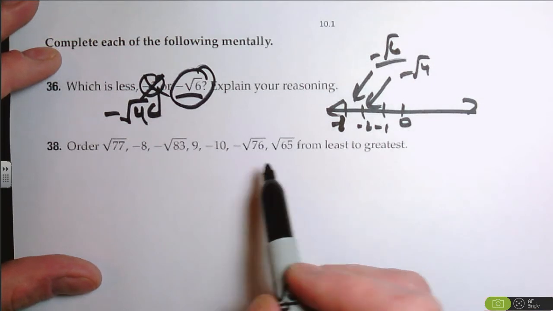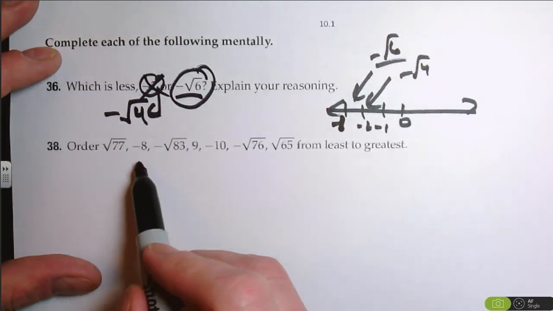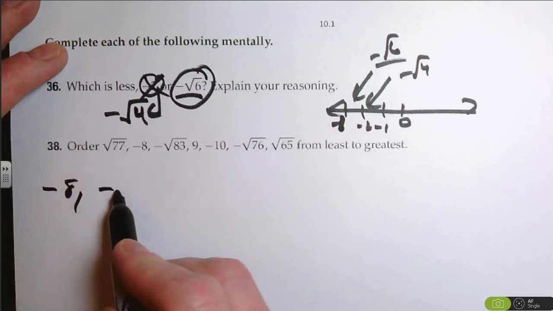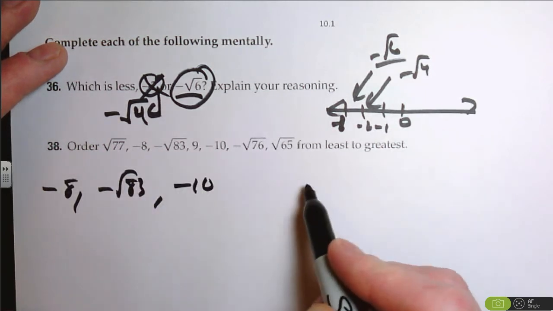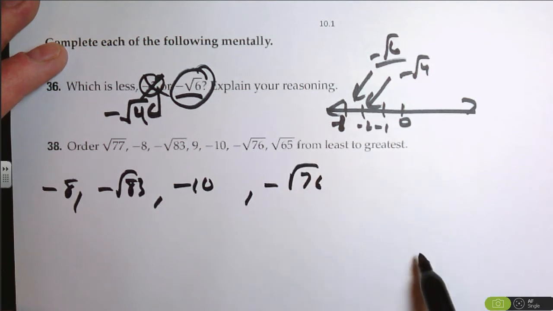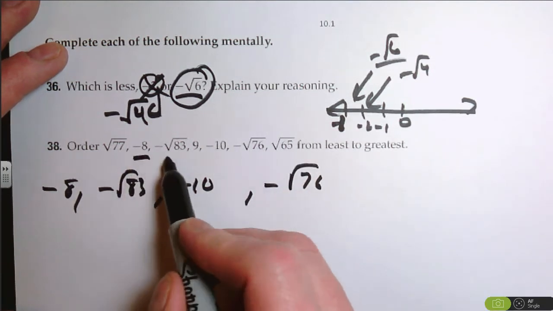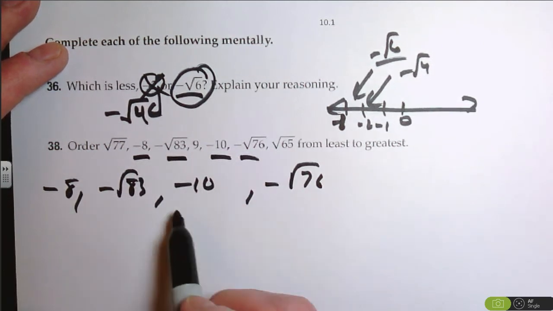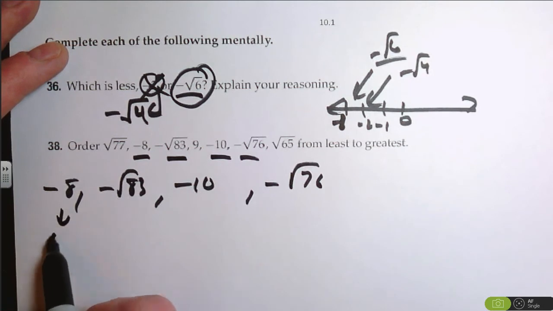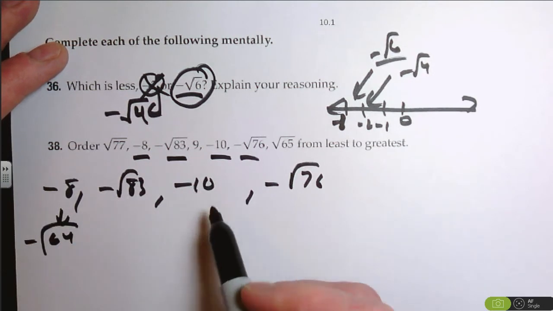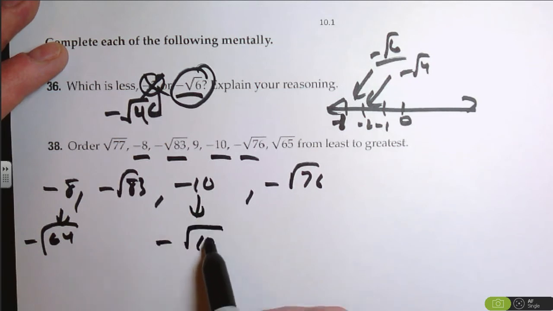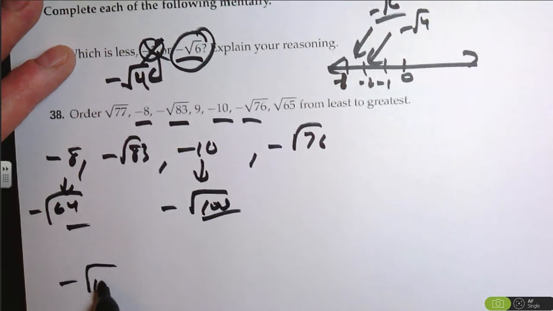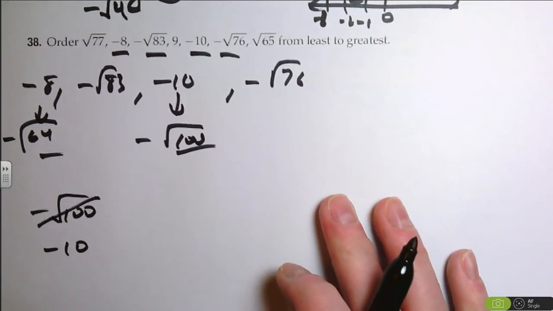Okay, so order these from least to greatest then. Let's write all the negative ones out first to the side. Negative 8, negative root 83, negative 10, negative root 76. If I look at what numbers I'd square to get 8 and 10, that's 64, so we're talking about the negative square root of 64. This is the negative square root of 100, because 10 squared is 100. So the smallest one has to be negative root 100, which is negative 10.